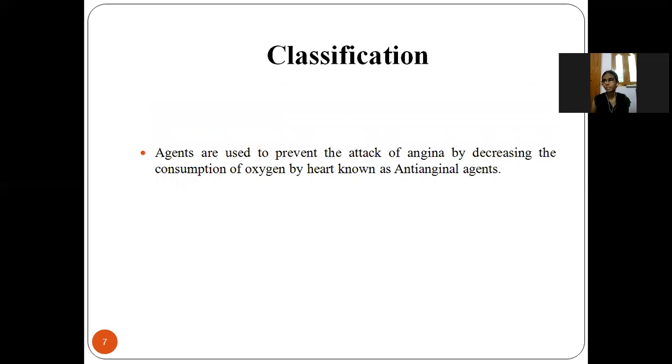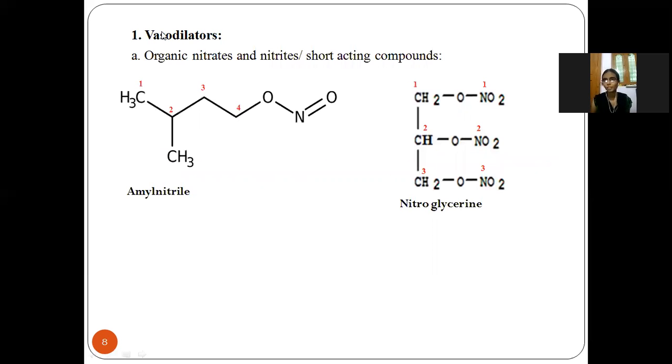So next, classification. The drugs which are used in the treatment of angina are known as anti-anginal agents. Here, the first one is vasodilators. In this, the first one is organic nitrates or nitrites, also known as short-acting compounds. In this, the first drug is amyl nitrite.